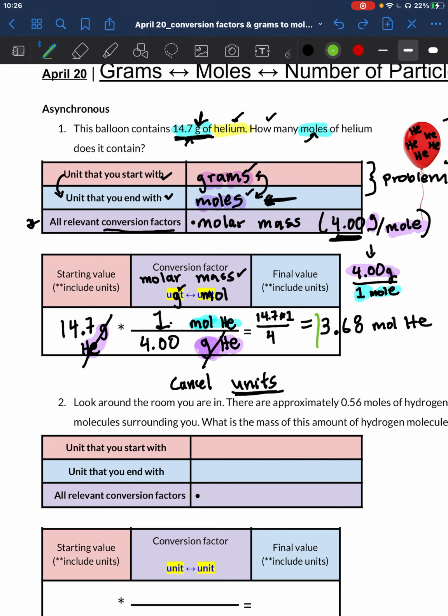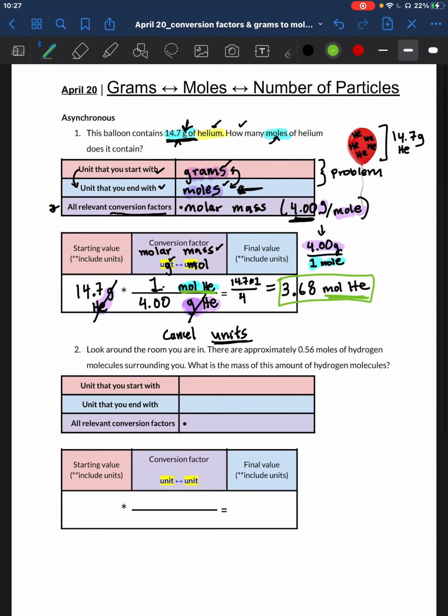Let's just draw a box around this. So I see my ending unit again was moles of helium, so I end up in moles of helium. All right, stop. Ask yourself any questions you have, add them to the homework document, and tag me in a comment. You've now successfully converted from grams to moles.